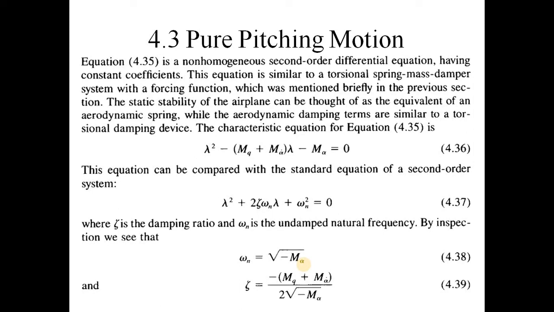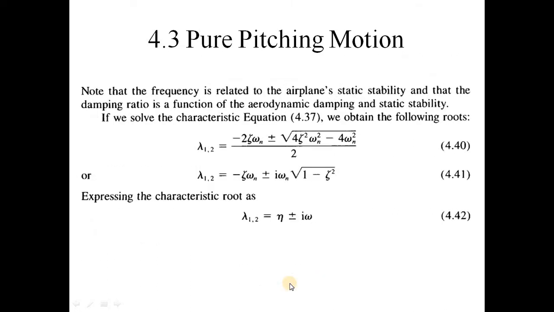Okay, so we have Cm alpha inside it. Inside this equation we see M alpha here. Cm alpha is the measure of static stability. It should be negative. Cm alpha is negative, thus the negative of alpha gives a positive natural frequency, of course. And the damping ratio is a function of static stability and the rate, a function of aerodynamic damping and static stability.